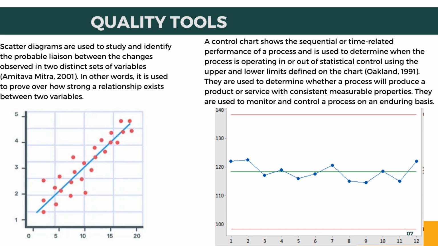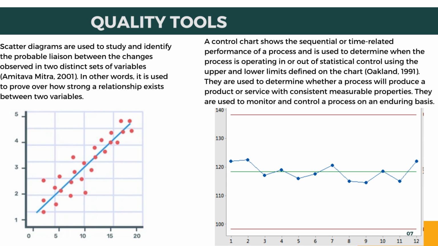The next is the control chart. The control chart shows the sequential or time related performance of a process and is used to determine when a process is operating in and out of statistical control using upper and lower limits defined in a chart.